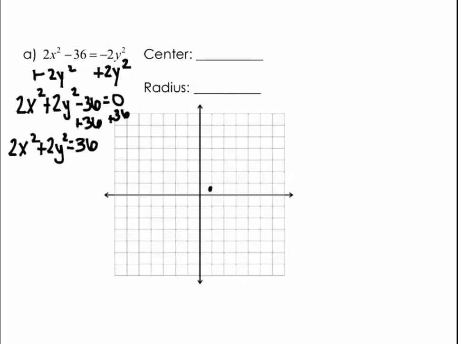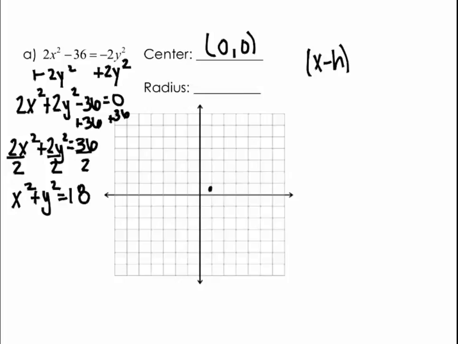Now we cannot graph it like this just yet. We have to have the coefficients of the squared terms equaling 1. So I'm going to divide everything by 2 here. So I'm going to have the equation x squared plus y squared equals 18. So now I can see that circle formula bright and clear. I am going to hopefully recognize that my center is at 0, 0, because if we go back to that original formula, x minus h squared plus y minus k squared equals r squared, there are no parentheses. There are no h and k values. So if there's nothing there, it's going to be 0.